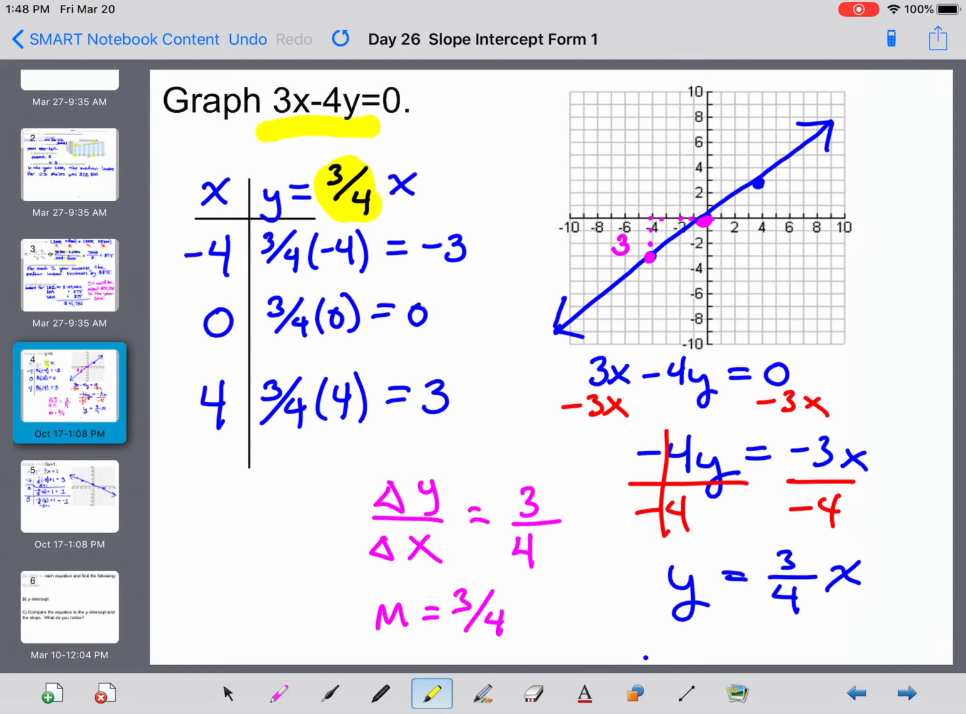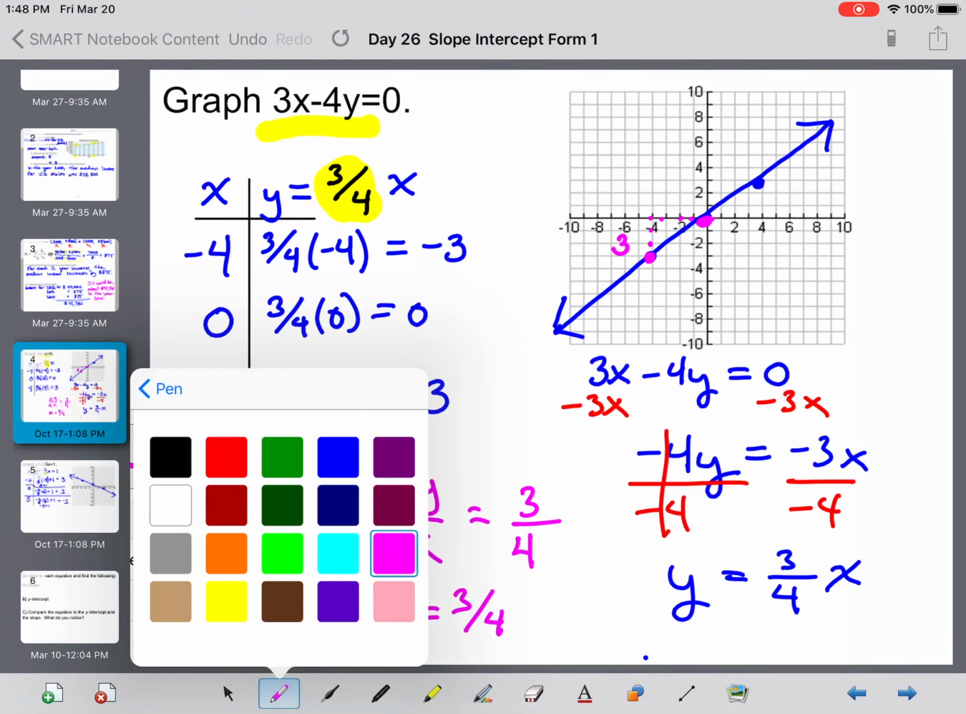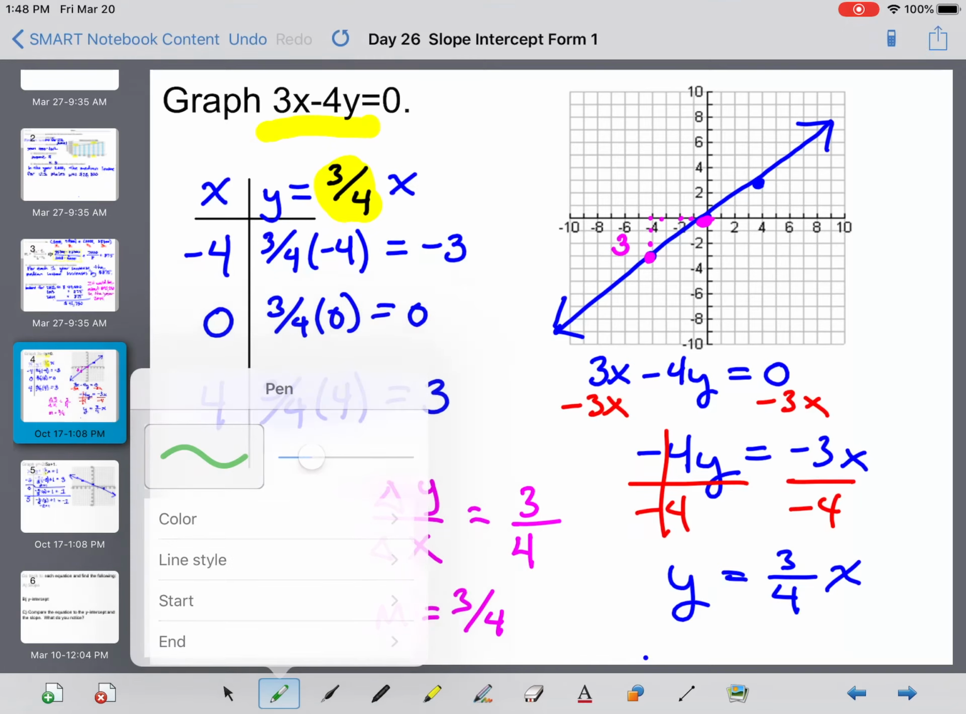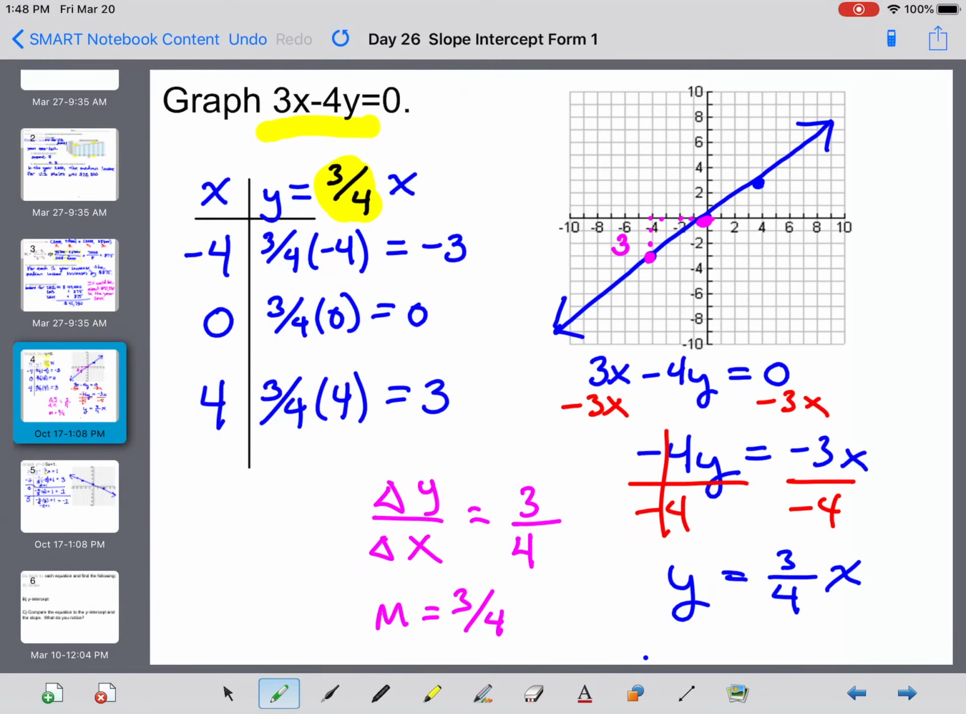It wasn't obvious up here in the original form, but once we got it in that y equals form, I could really easily identify the 3/4. All right, so now let's find the y-intercept. So I have 2 places I can look. I can look in my table. So what is the value of y when x is 0? Well, I can look right here and I can see that it's 0. I can also see that it's touching the y-axis at the origin, so at the point 0, 0. So my y-intercept is at the point 0, 0.